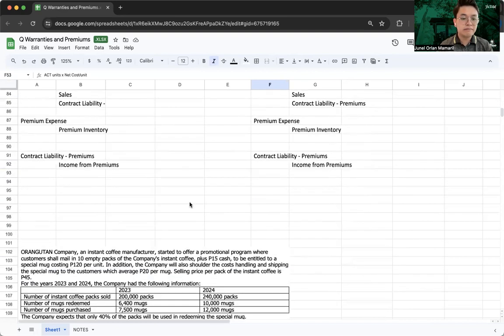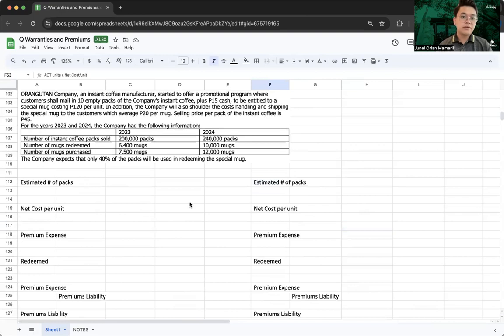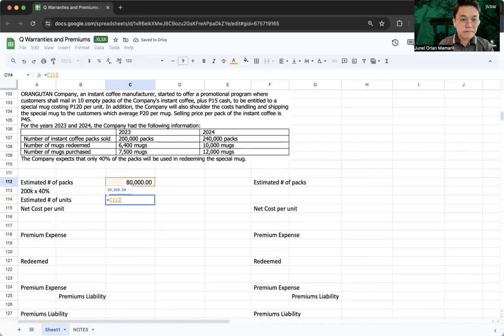We have another example here for orangutan company. So in this case, we have the number of units, 200,000. And out of 200,000, our estimate is, careful, sabi nga 40% daw yung ating magagamit. So 200,000 times 40%. Okay. And again, isisingit natin the estimated number of units to be redeemed. That would be 80,000. Kailangan niya ng 10 empty packs. 8,000.